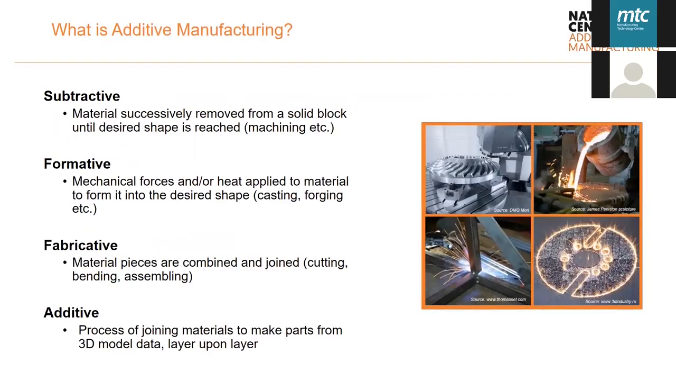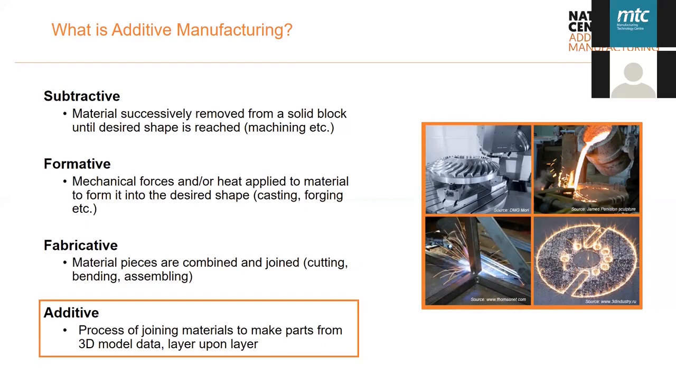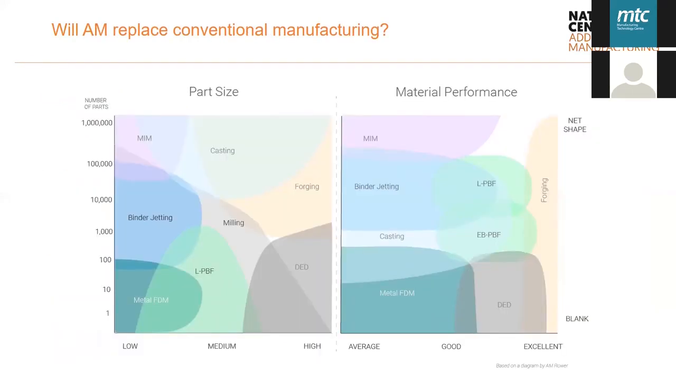So what is additive manufacturing? Manufacturing can be split into 4 main types of process. Subtractive, which is removing material from a solid block to reach a desired shape, such as machining. Formative is using mechanical forces and heat applied to material to form it into a desired shape, such as casting and forging. Fabricative is combining and joining materials together to build components. And finally, additive, the one that we're going to be investigating, is the process of joining materials, usually driven from 3D model CAD data, in a layer by layer fashion.